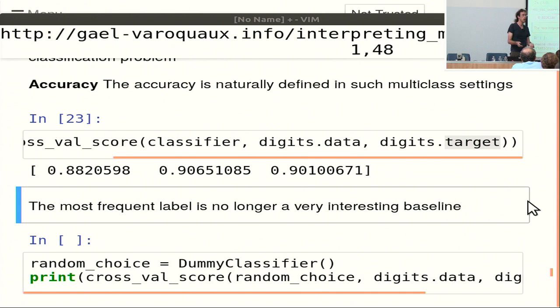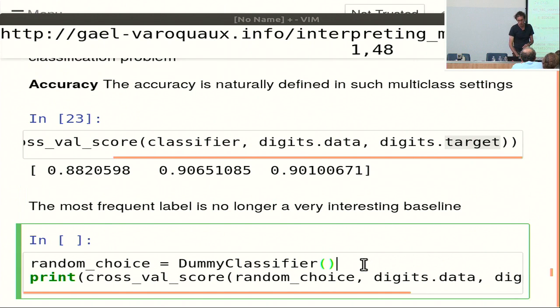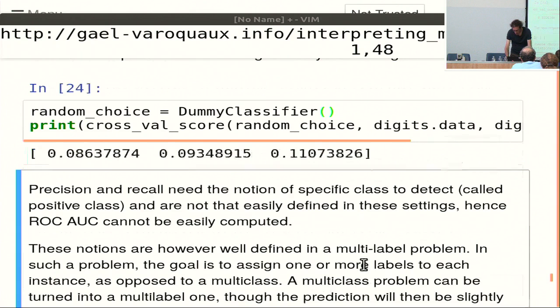Chance depends once again on the distribution of the labels. The most frequent label is no longer a very interesting baseline. And an interesting baseline is to basically do a random choice. So we can use the dummy classifier to do a random choice, in which case we see that the chance is around 10%, which makes sense because our data set is a balanced data set of 10 digits. So it makes sense that it's approximately 10%.